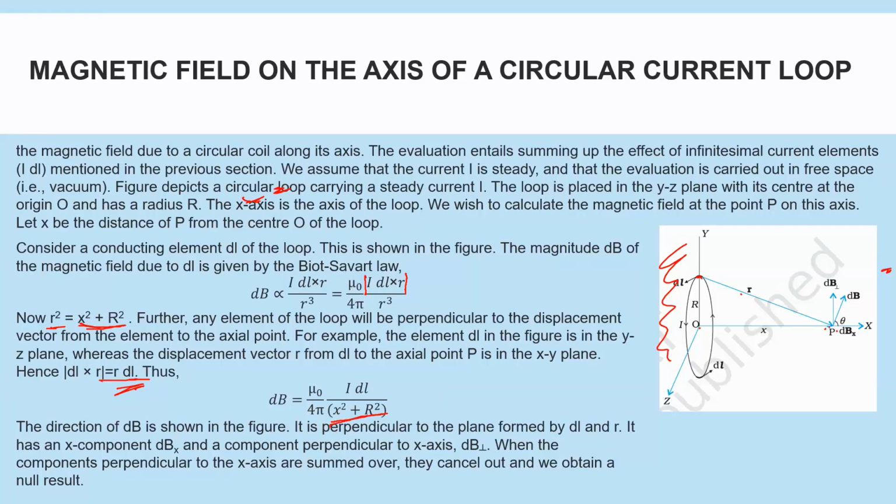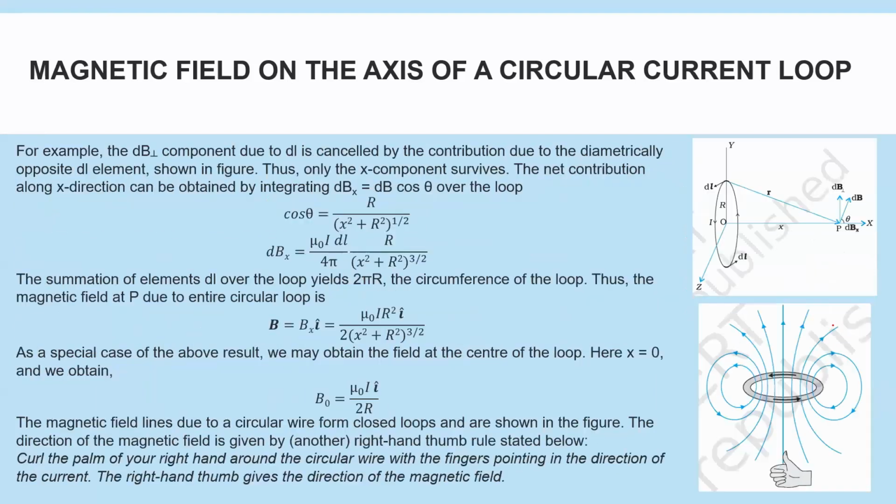Here you can see the direction of dB is shown, and it is perpendicular to the plane formed by dl and r. It has an x component, dBx, and a component perpendicular to the x-axis, dB perpendicular. When the components perpendicular to the x-axis are summed over, they cancel each other out and we obtain a null result. So dBx is not going to be considered for now; we are considering the dB perpendicular.